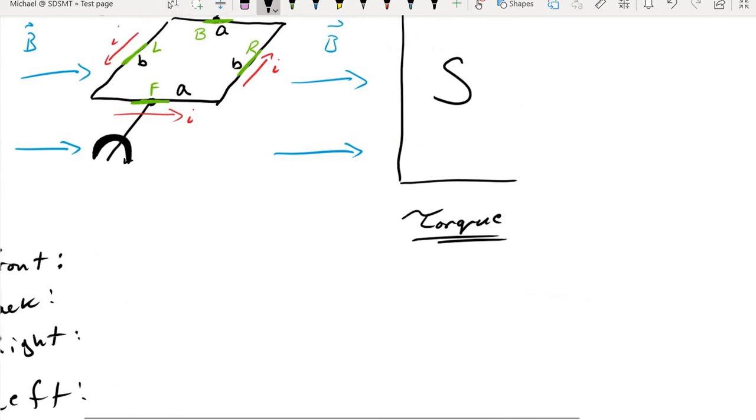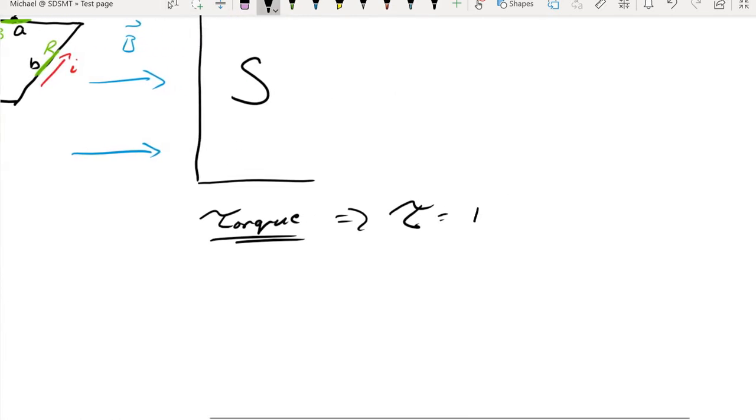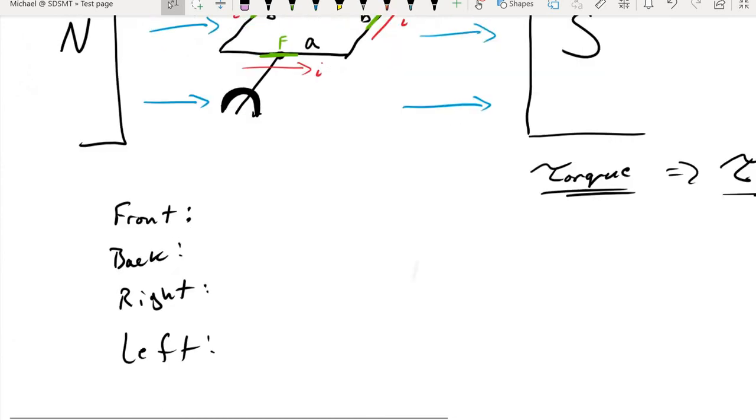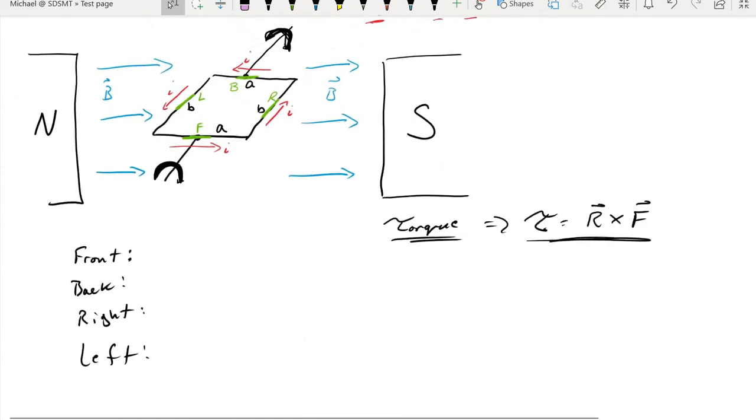Because torque will occur if we have any kind of force applied at any kind of radial position. So we'll talk about this later. First, we want to establish what these forces are going to be.